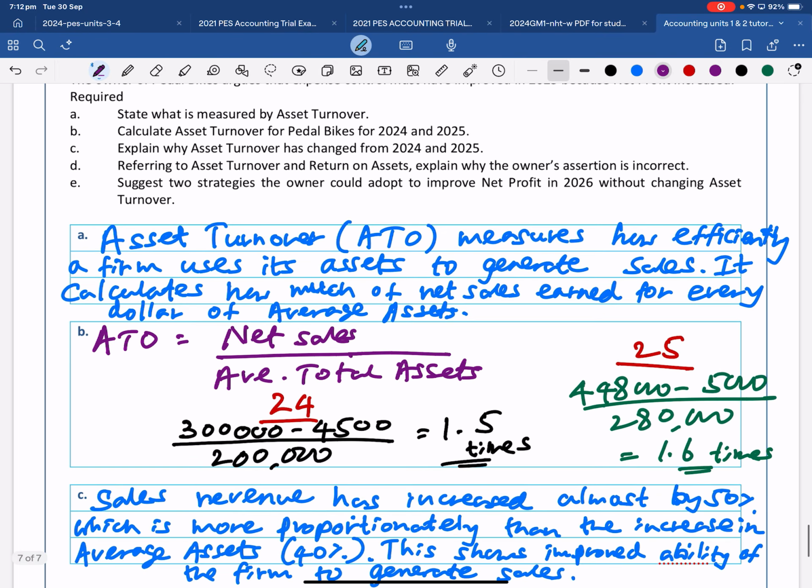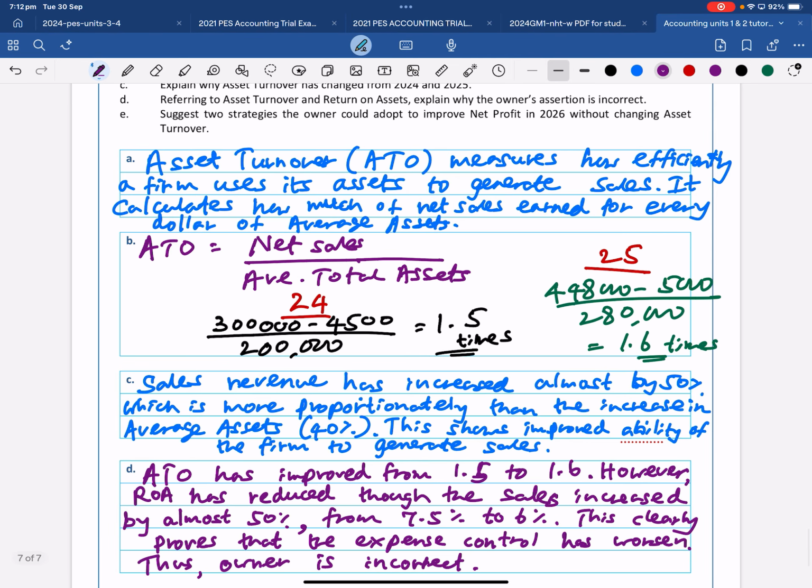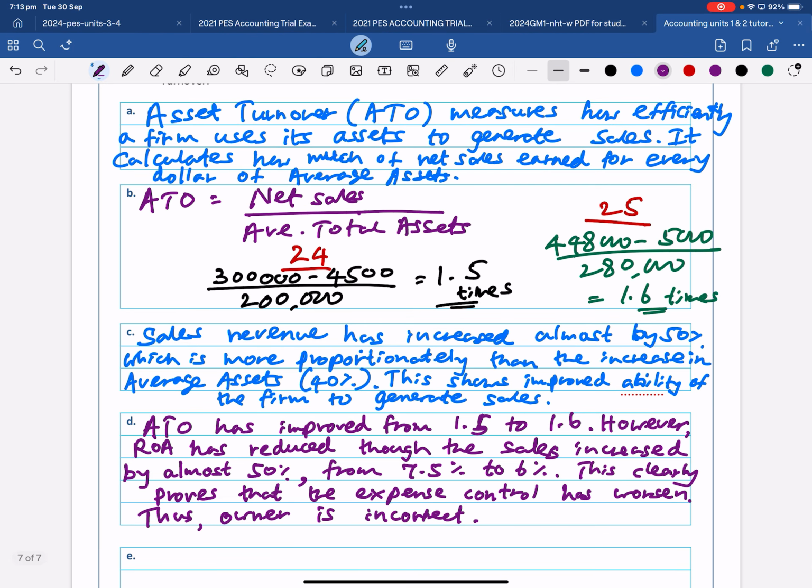Okay guys, what do you think about the last one? Suggest 2 strategies the owner could adopt to improve net profit next year without changing asset turnover. Decrease expenses. So that means which ones you shouldn't change? Net sales and total assets, you can't touch. Then what else? Expenses.